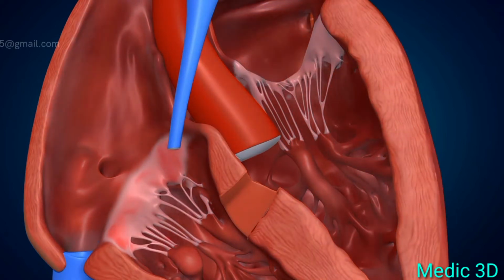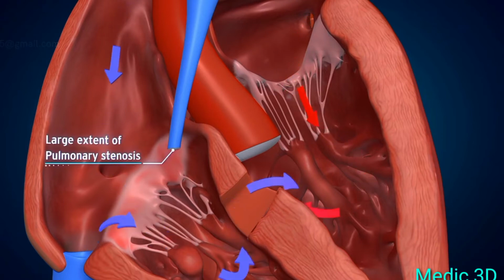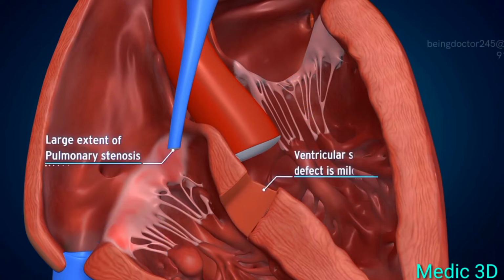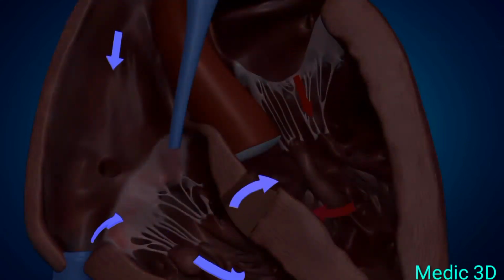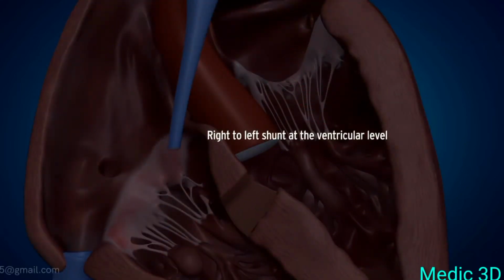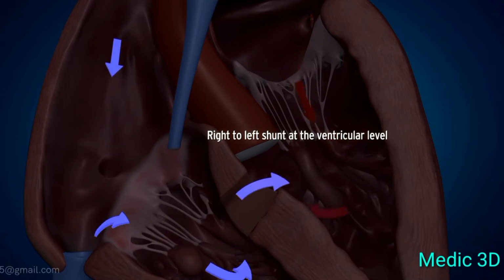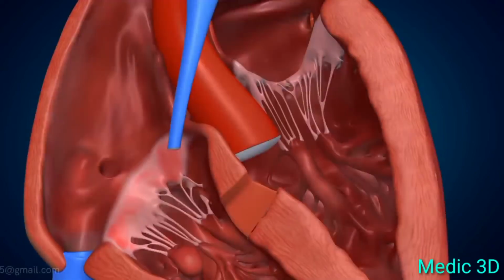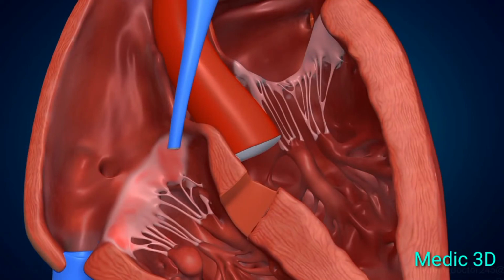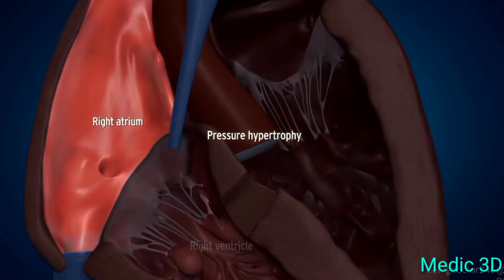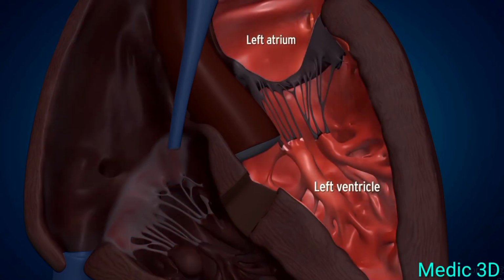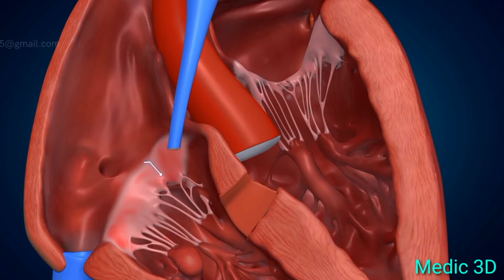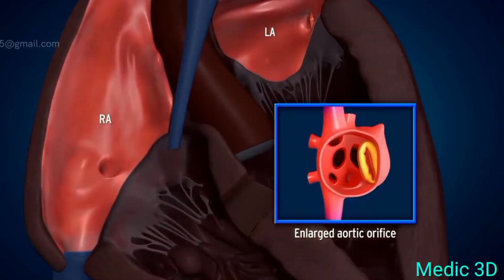Cyanotic tetralogy: there is a large extent of pulmonary stenosis, whereas the ventricular septal defect is mild. This causes more resistance to the outflow of blood from the right ventricle, leading to right to left shunt at the ventricular level, leading to cyanosis. Defects are as follows: pressure hypertrophy of right atrium and right ventricle, smaller left ventricle and left atrium, smaller and abnormal tricuspid valve, enlarged aortic orifice.